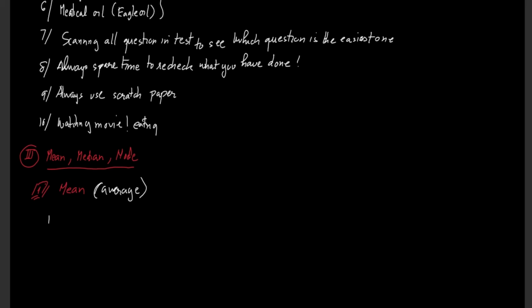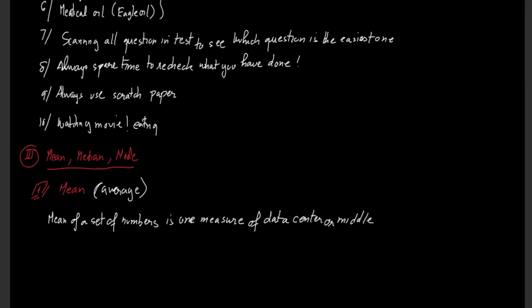The mean of a set of numbers is one measure of data center. It's the value, and that value represents the data center or the middle. When I say it like this, it's kind of hard to understand, so I'm going to give you an example.